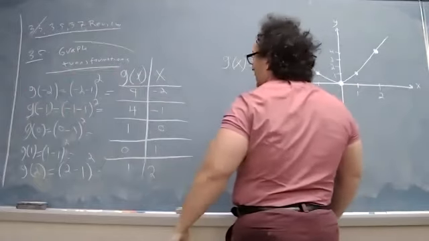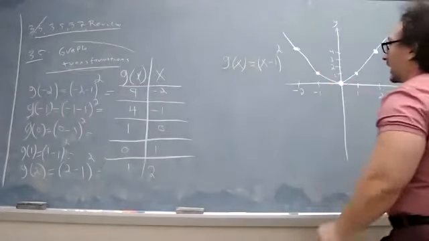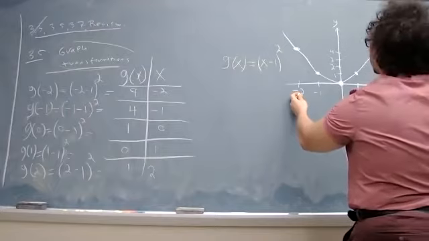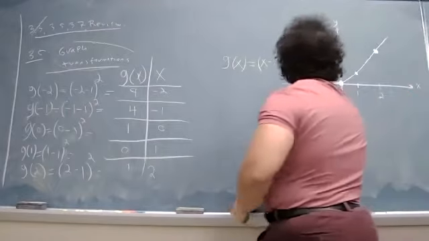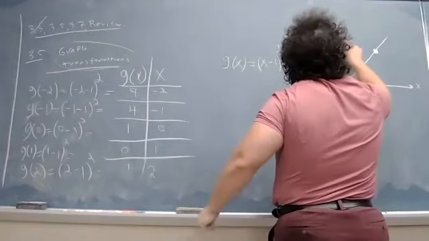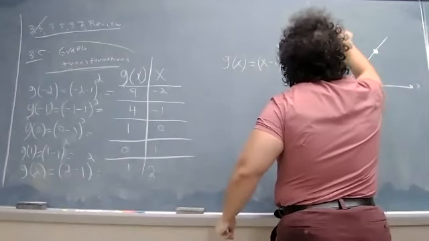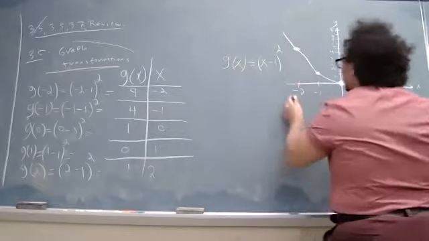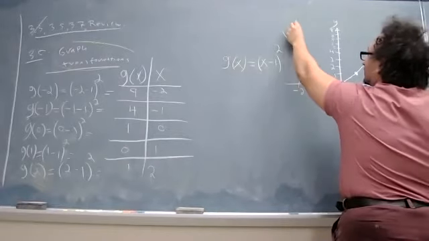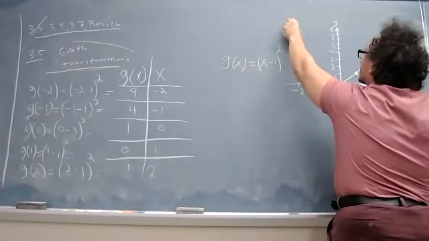So let's graph this in yellow. I go to -1, I find a 9, and I put a dot. 4, 5, 6, 7, 8, 9. So I go to -2, I find a 9, and I put a dot.